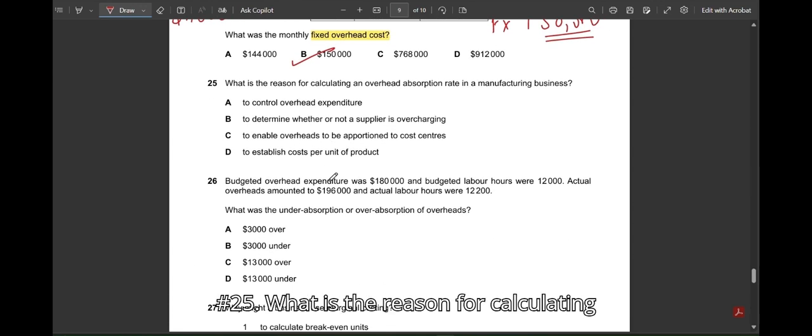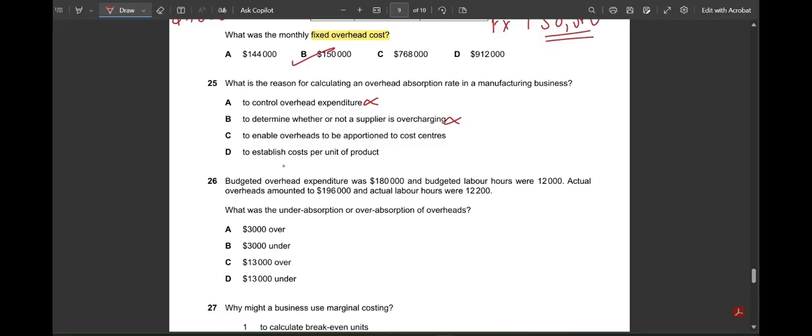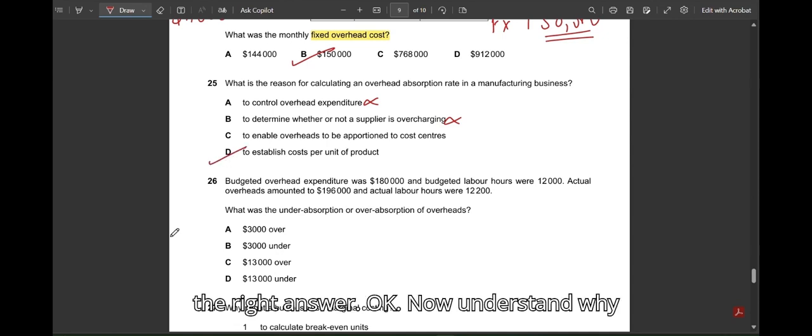What is the reason for calculating an overhead absorption rate in manufacturing business? To control overhead expenditure? No, this is not the reason. To determine whether or not a supplier is overcharging? No, this is also not the reason. To enable overhead to be apportioned to cost centers? Not necessarily always. Let's see the D option. To establish cost per unit of a product. Yes, D is the right answer.